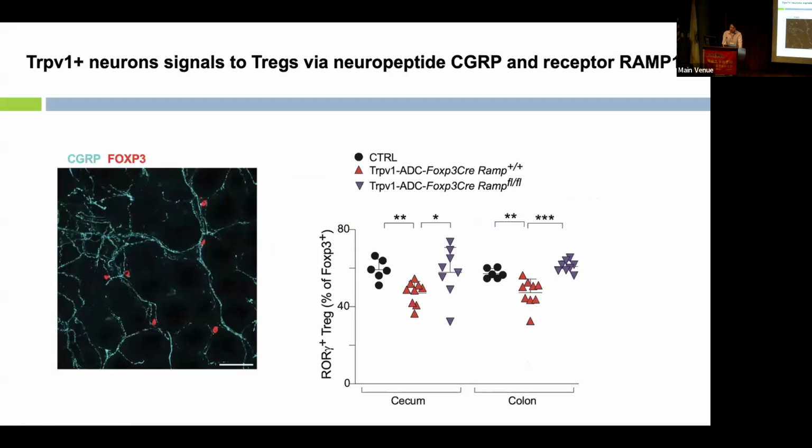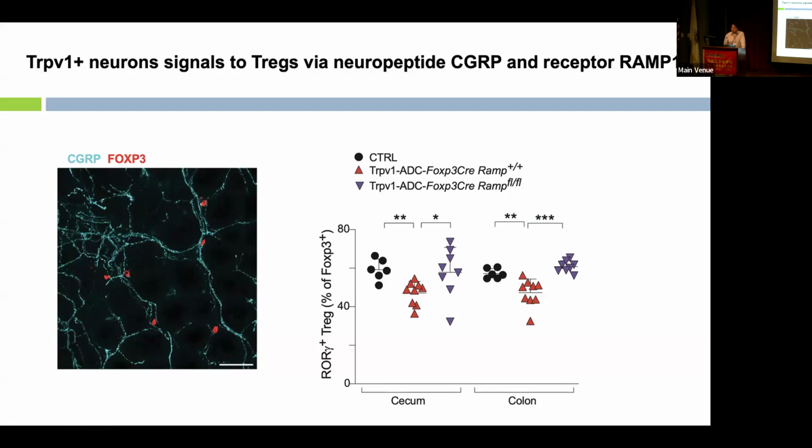And how does this work? Well, it turns out we found that these neurons signal to the Tregs via this neuropeptide I mentioned earlier called CGRP. CGRP signals via its receptor called RAMP1. So if we remove RAMP1 conditionally just in the Tregs using Foxp3-Cre, this neuronal suppression of Tregs goes away. And you can see localization of CGRP-positive nociceptors in the gut next to Tregs. So this could be cool to look at by expansion microscopy, by the way. I was just thinking as Ed was talking.